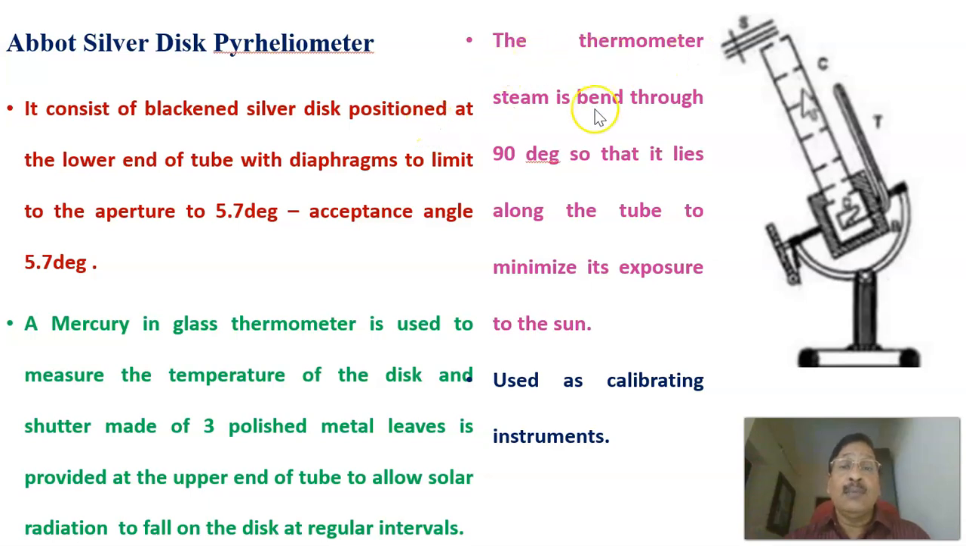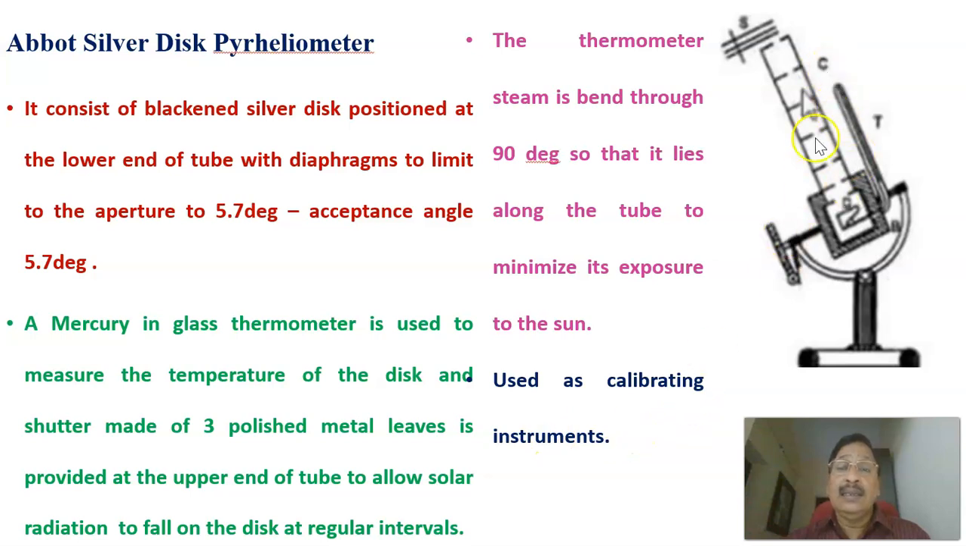Then the thermometer stem is bent 90 degrees so that it lies parallel to the tube, to minimize its exposure to the sun. This is the thermometer, and that is used for calibrating the instrument.